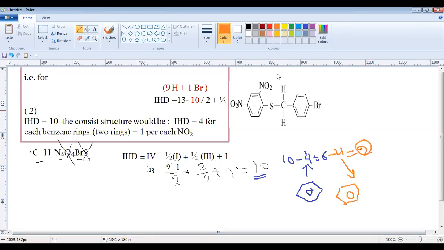What are the probabilities of 2? Either I'm going to have 2 double bonds, or 2 rings, or a ring plus a double bond, or triple bonds. So I have here 2 rings. Each ring consists of 6 carbon atoms. 6 carbon atoms plus 6 is equal to 12. So from 13, I'm going to have only 1 carbon atom.